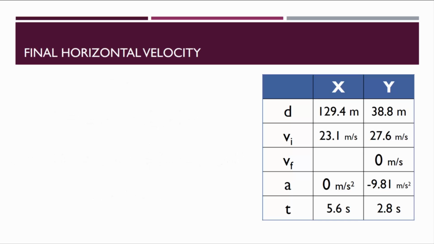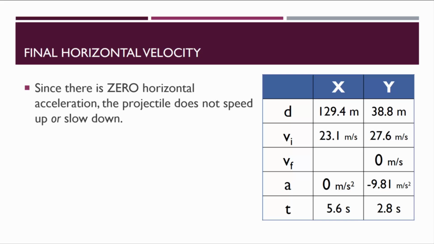Let's talk about that final horizontal velocity. Since there is 0 horizontal acceleration, that means that the projectile doesn't speed up or slow down horizontally. This means that the final horizontal velocity is exactly the same as the initial horizontal velocity. So we could just plug in 23.1 meters per second there if we want to make sure that this table is totally complete.